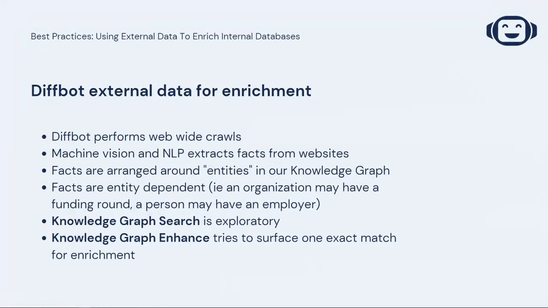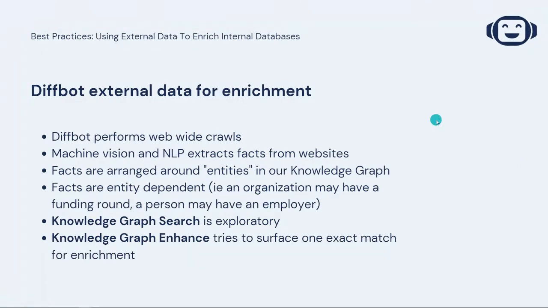Additionally, each entity in the knowledge graph is linked to other entities. So once you have a unique identifier for the organization or whatever you're enriching, you can get a view of linked fields, people, products, articles, and more.